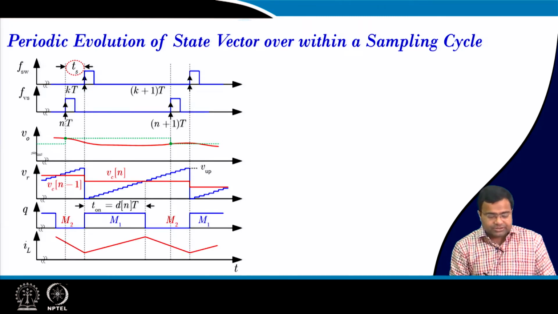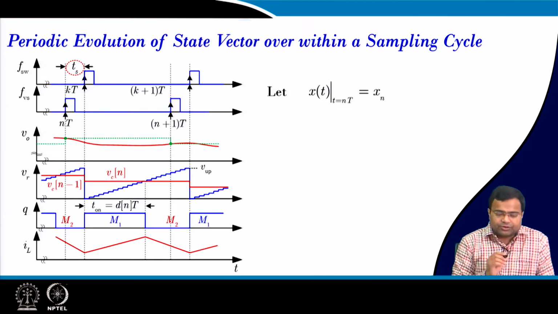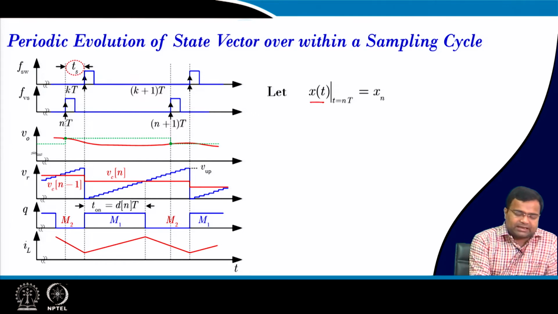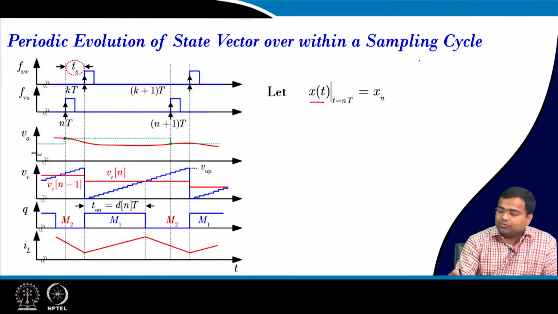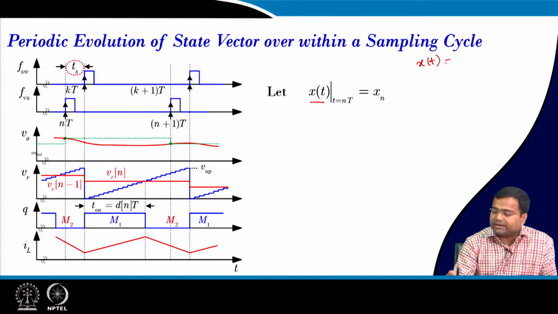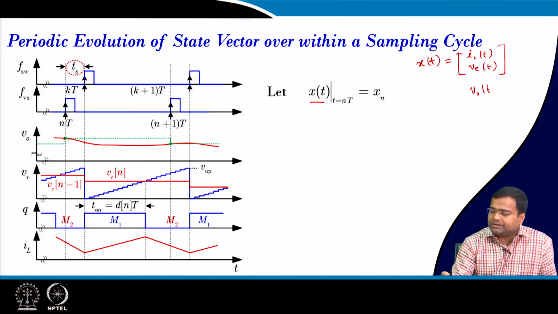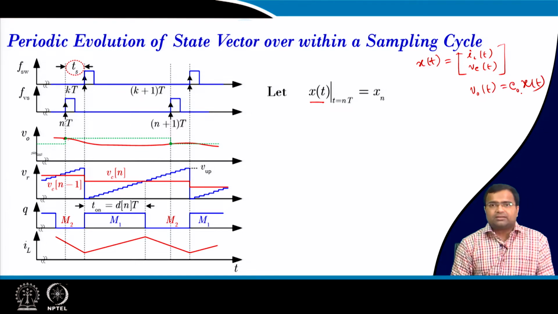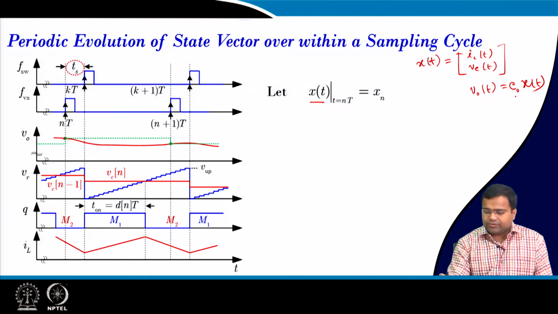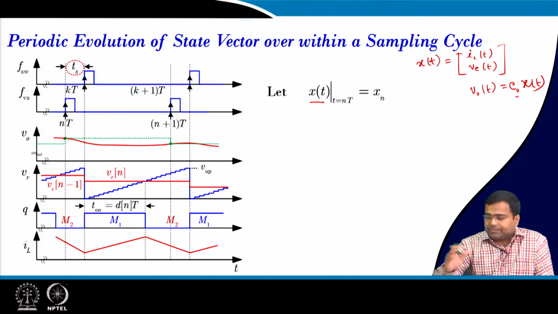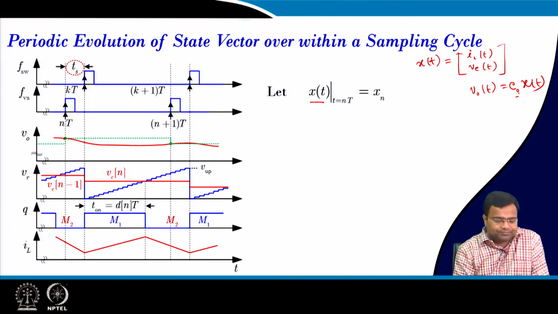Now, how do you start? If you take this waveform, let x of t be any state variable. What are the state variables? We know the state variables here: we have taken the inductor current and the capacitor voltage, and the output voltage will be C matrix times x of t, that we know. Here we want to call it C0, because C is the output capacitor. To separate that notation, we are using C0.